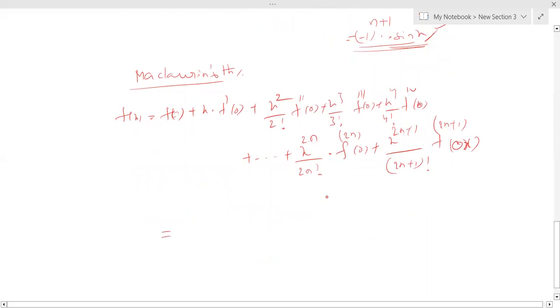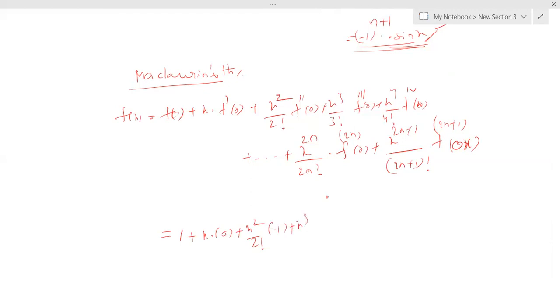Already we know f of 0 means cos 0, which is 1. X into f dash 0 means minus sin 0, which is 0. X square by 2 factorial into f double dash 0 means minus cos 0, which is minus 1. X cube by 3 factorial into the third derivative value, which is 0. The fourth derivative value is plus 1. You remember it alternates between plus and minus 1, and so on.